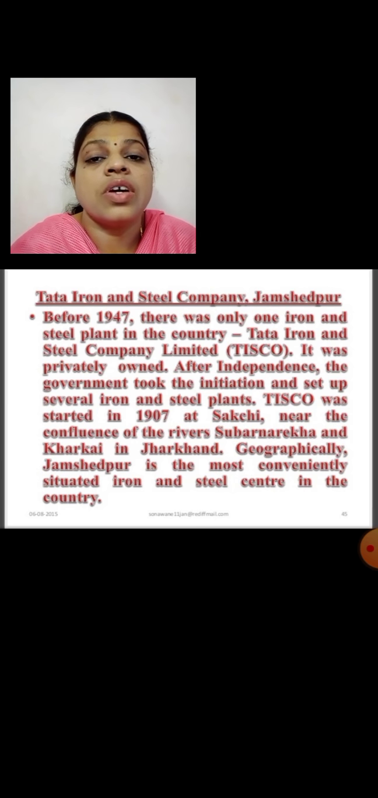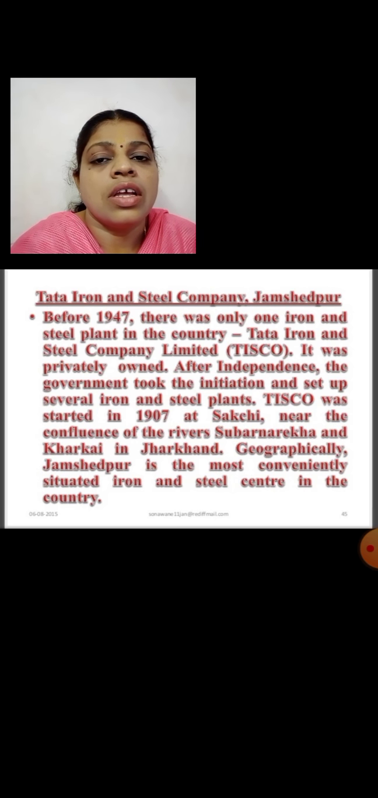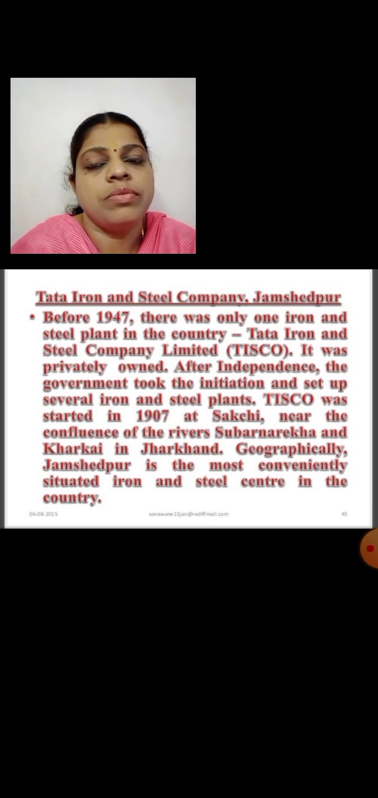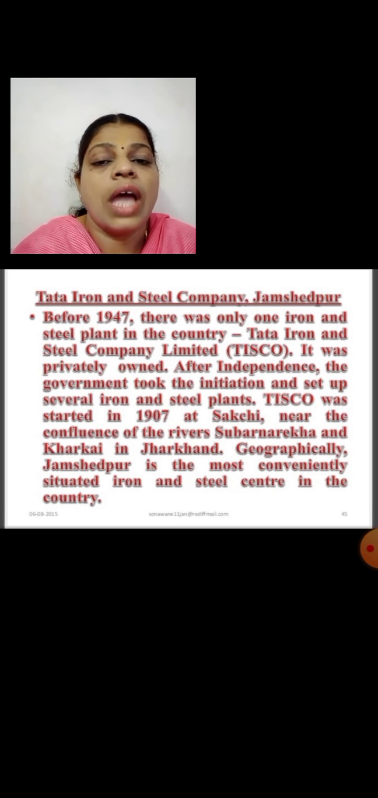So children, you would have heard about the company Tata. When I taught you the lesson about private and public companies, I cited this example of Tata company as a private company. So this is the important iron and steel company which is located in Jamshedpur, and it was established in the year 1947.